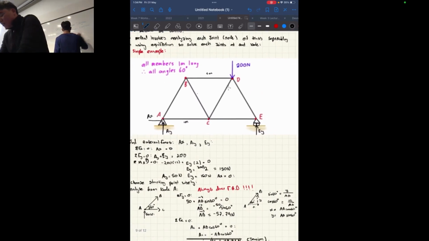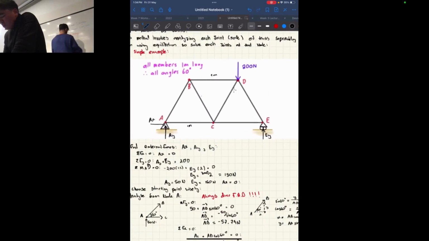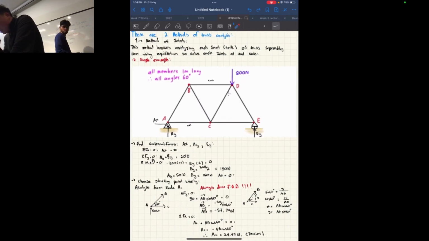So here's a simple example. All members are 1 meter long and all angles are 60 degrees. And you've got a force here of 200 newtons, and then you've got a pin and a roller there. So you've got Ax, Ay, and Ey. In every question, first you've got to find the external forces, Ax, Ay, and Ey.